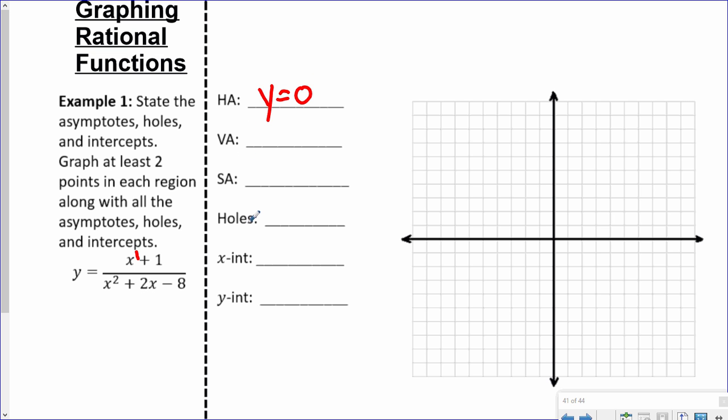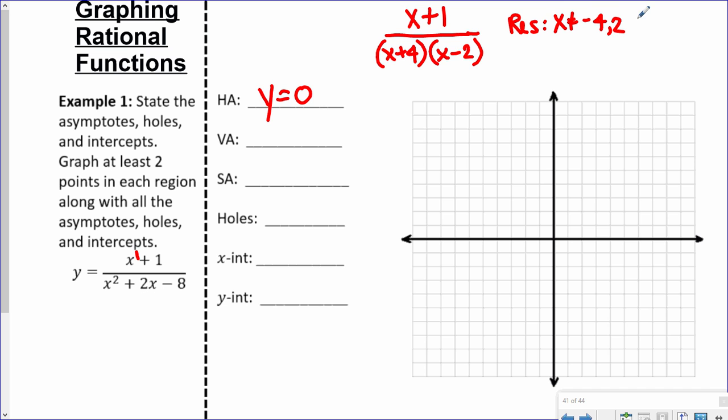Okay, for vertical asymptotes and holes, remember we have to factor and see if anything cancels. So x plus 1, what can we factor the bottom to be? So we should have x plus 4 and x minus 2. So if I do my restrictions, x can't be -4 or +2. Now remember, your restrictions make up either the holes or the vertical asymptotes or a combination of the two. Okay?